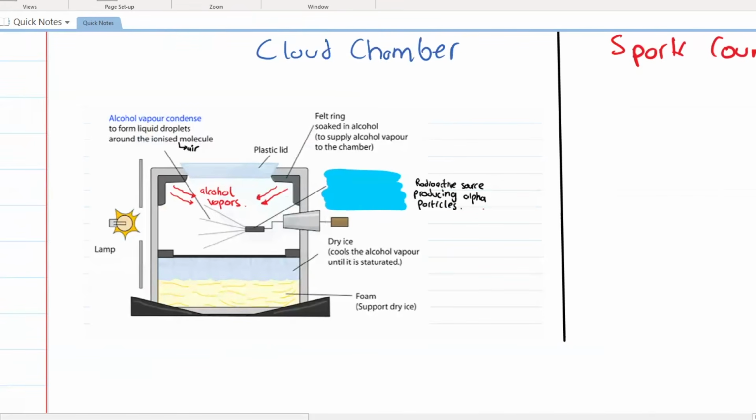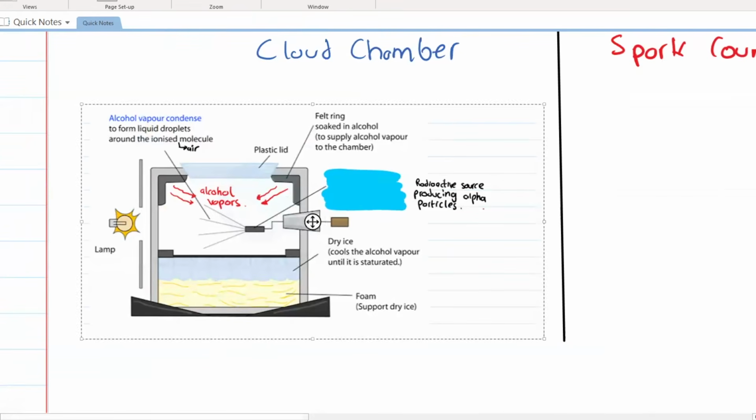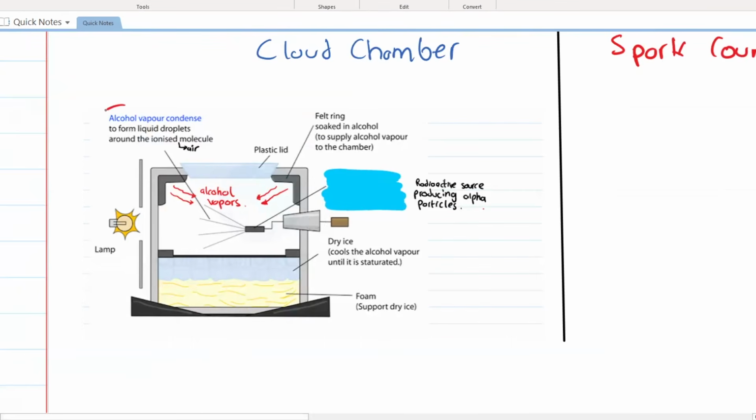You should have 3 things. First of all, you should show alcohol vapors. अल्कोहल वेपर या अल्कोहल फेल्ट रिंग्स आपने सोक हुई भी यहाँ पे शो करनी. ठीक है. Secondly, you also have to show that cloud chambers have a plastic lid and a lamp for viewing purposes.